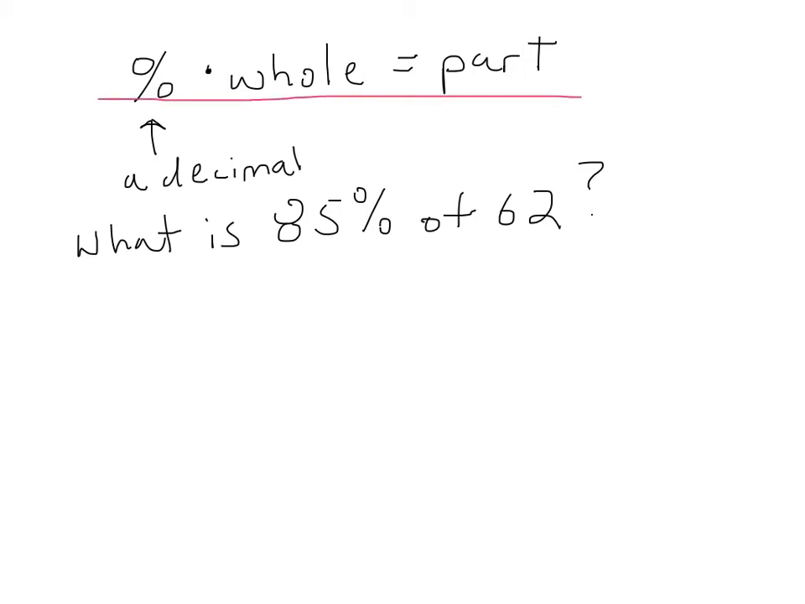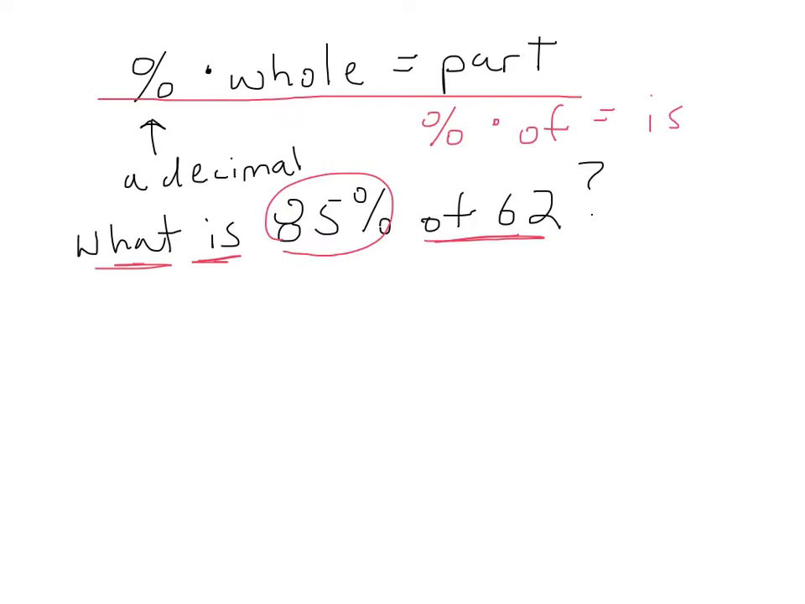Now again, remember, I can also use the key words here. I am looking for the part. What is? So that is what I'm looking for. I've got the percent and I've got the of, the whole. So I could also set up my equation to look like this: percent times of is equal to is. And that's using the key words there. So let's set this equation up.